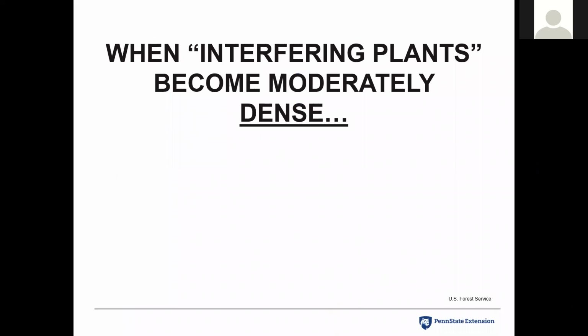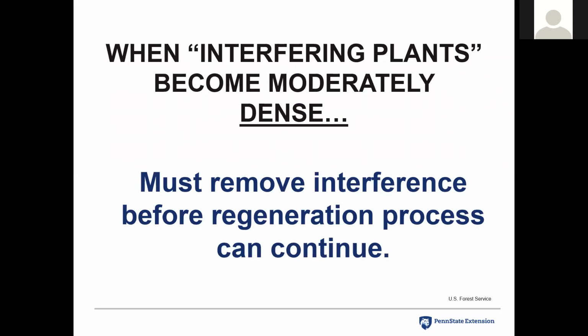So when interfering plants become moderately dense, and I'll describe the word moderately because a lot of the research focused around this 30% figure. They would say that if you were to do an inventory of the understory and 30% of your plots had at least 30% fern coverage, it's likely that fern is going to dominate that understory following the harvest. So 30% was generally that threshold, that cutoff to say, yes, I need to address it, or no, it's probably not going to be an issue. So do your inventory, see what percentage of your understory is covered with fern, and address the problem if you need to. We'll describe that as moderately dense. And you must remove the interference before the regeneration process can continue.